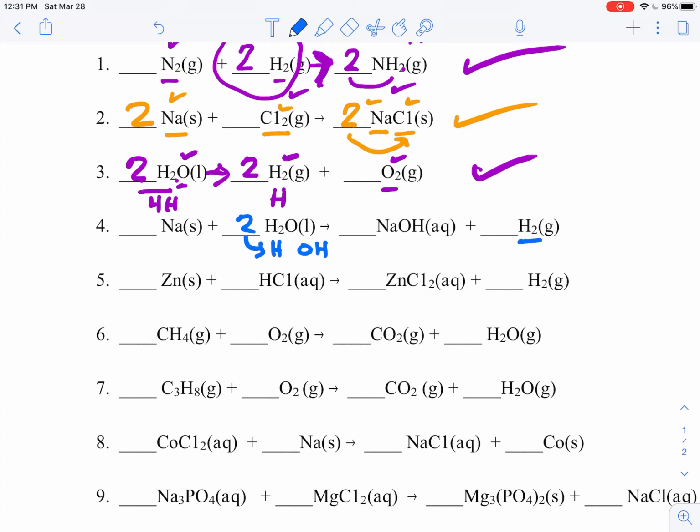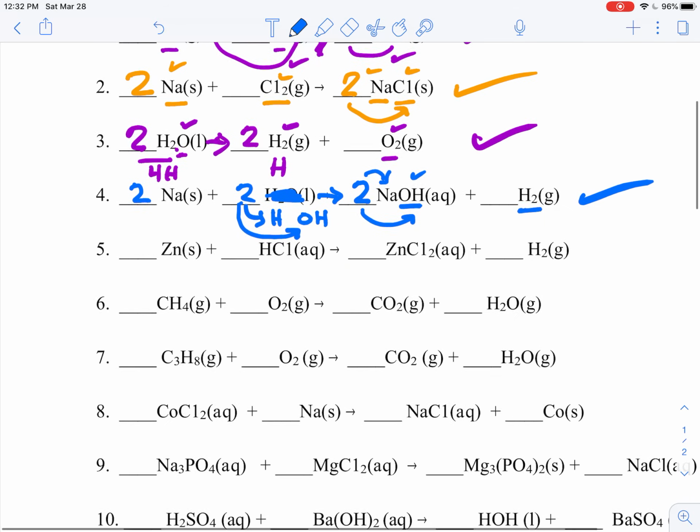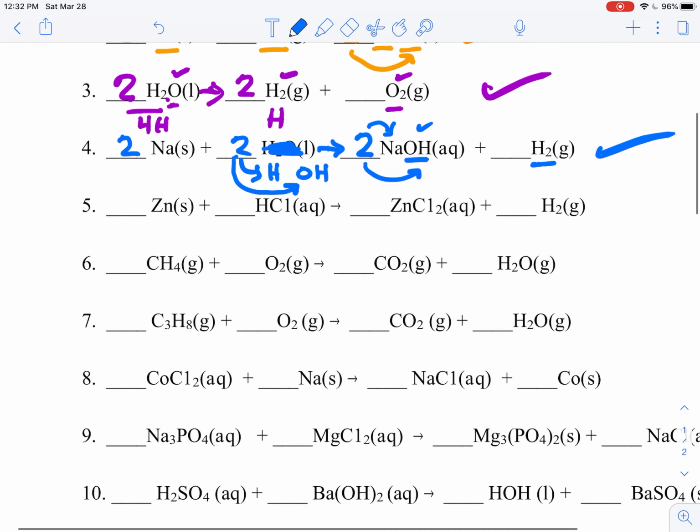2 H's here. Remember, we don't need to look at this, we can just look at HOH here. 2 H's, and that balances our hydrogens. Now this also means we have 2 OHs, which on the right side of our equation means we need to put a 2 here. So now 2 OHs, or hydroxides, are balanced. It also means that we now have 2 sodiums, so I scoot to the left side and need to put 2 sodiums. That, my friends, is the correct balanced equation for number 4.